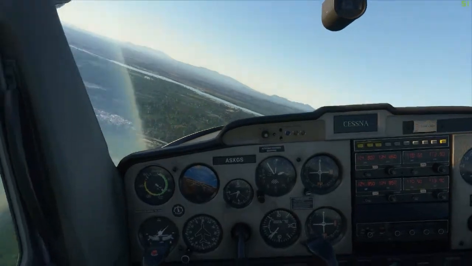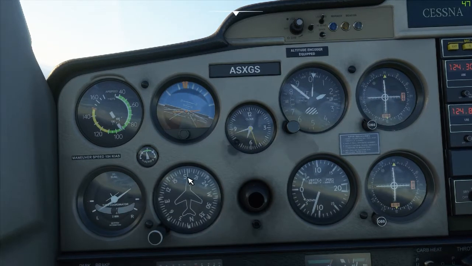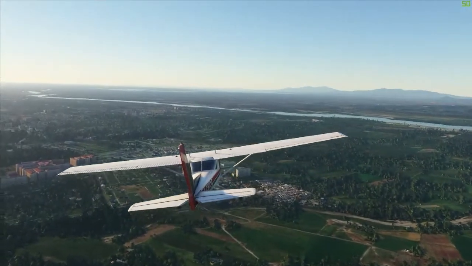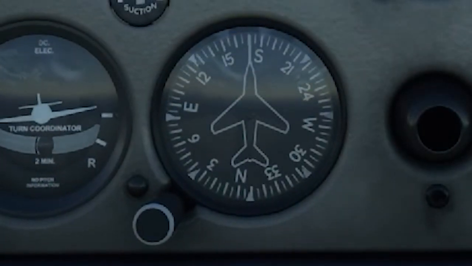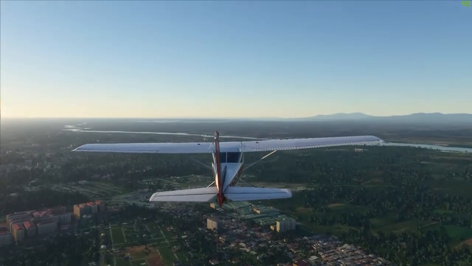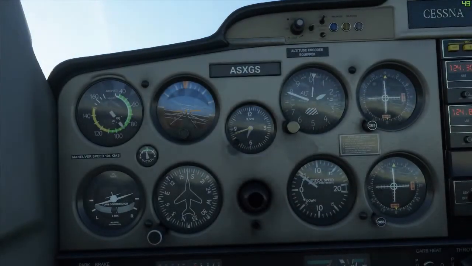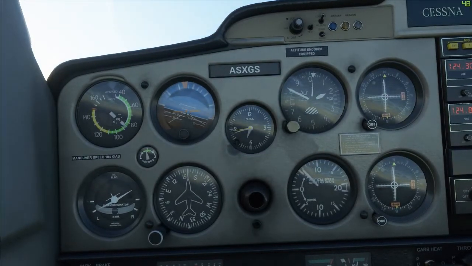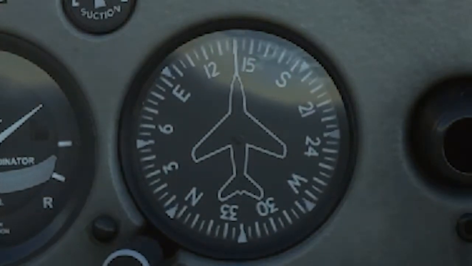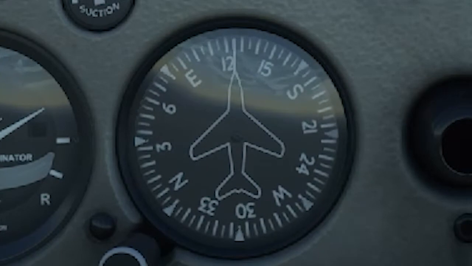The next instrument we're going to be talking about is the heading indicator. The heading indicator or direction indicator shows the complete compass view of the plane. It shows the current direction of the head of the plane as the plane moves about its flight. The outline of the plane is set in the middle and turns accordingly, much like a compass, around a 360-degree scale with directional markings being north, south, east, and west.